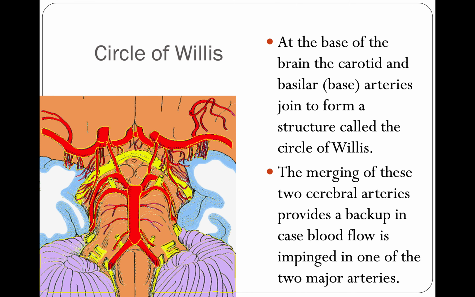At the base of the brain, the carotid and basilar arteries join to form a structure called the circle of Willis. The merging of these two cerebral arteries provides a backup in case blood flow is impinged in one of the other two major arteries, and those are your carotid arteries or your vertebral arteries.